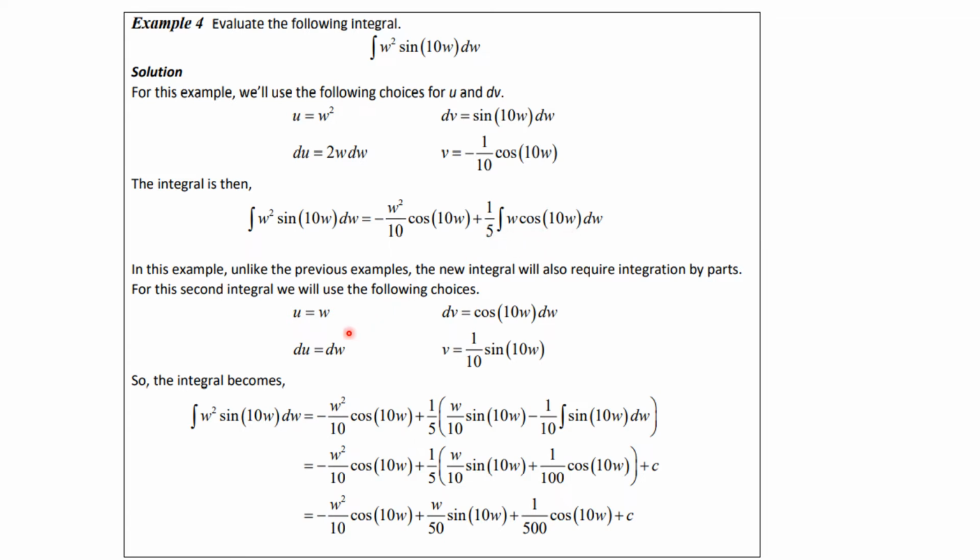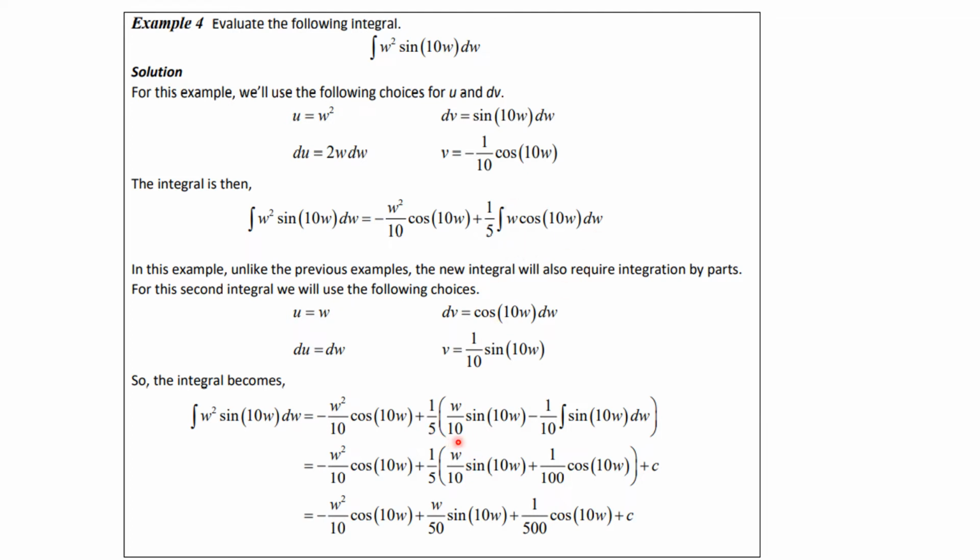So I'm going to let u equal w. That means du is equal to dw. dv is going to be everything else except the w. So it's cosine 10w dw. And when I integrate that, I get 1 over 10 sine of 10w. Now, make sure I'm putting that where I belong, because you see the thing I was integrating was this. So I have this term plus 1 fifth times this integral.